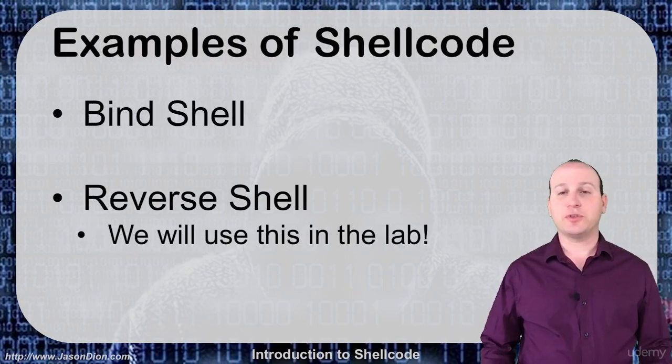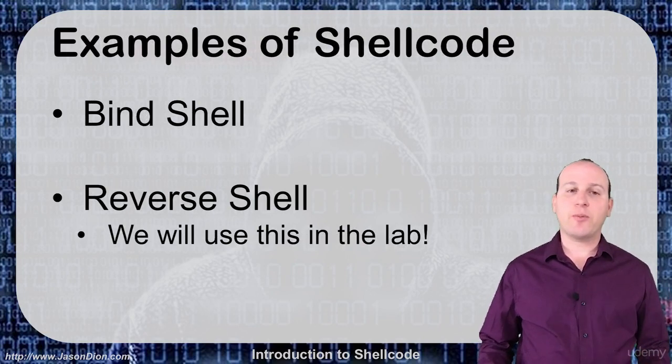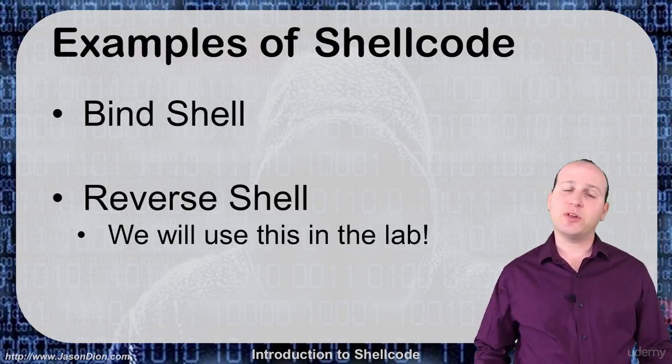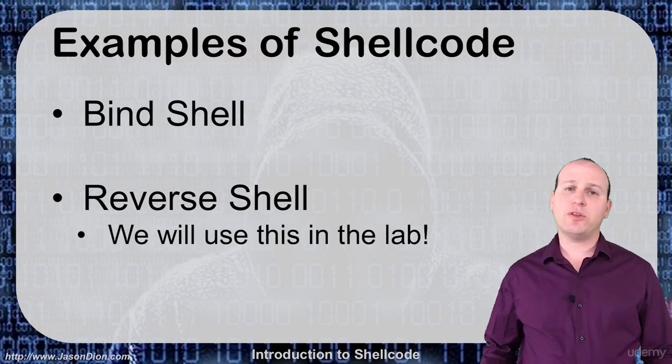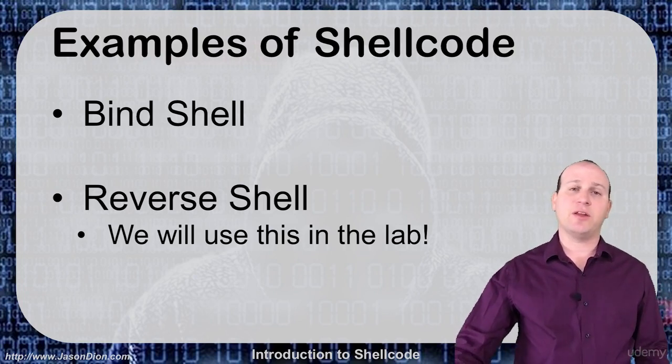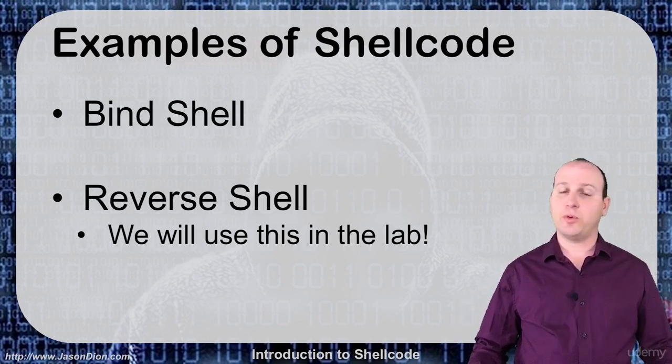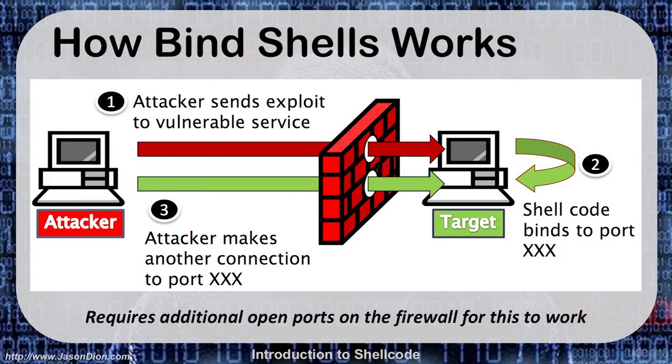So there's two examples of shellcode, bind shell and reverse shell. We're going to talk about these two. In our lab, we're going to use a reverse shell, and the reason why is because we want that interactive command prompt. We're going to run the attack, and then get ourselves back a C prompt when we're attacking Windows, or a terminal prompt in Linux for us to attack with.